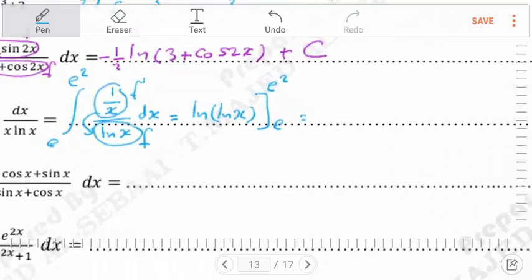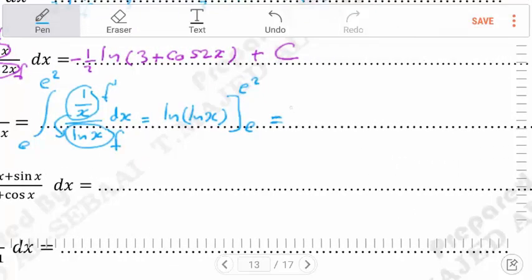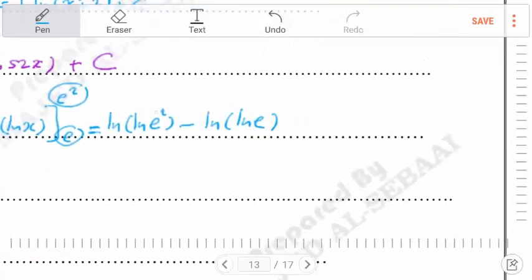I hope that you understood that question. Okay, one time I will substitute e squared, the other time I will substitute e. It will be ln e squared minus ln e. This 2 will come down, right? So it's going to be 2 ln e minus ln 1, because ln e is 1. And I have 1 also here, right?